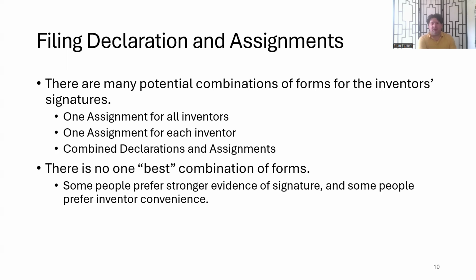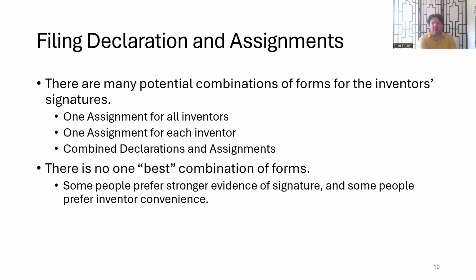But of course, sometimes people like to combine them in a single document, right? Maybe we don't want to ask the inventors to sign twice. And then it depends on whether it's a combined one or not. Like, how many forms do you want to keep track of? Especially if the whole point is to have one original, right? Maybe you don't want to send your one original with three signatures of the inventors to your fourth inventor, and then he loses it. And the answer is there is no one best combination of forms.